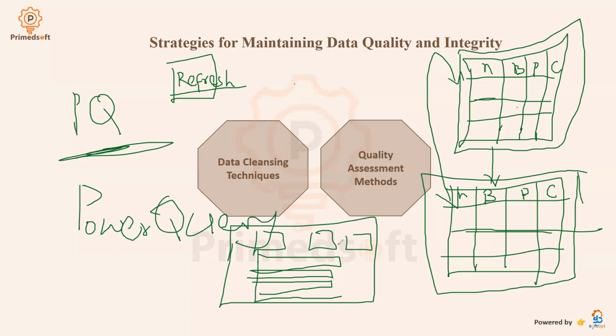The next is quality assessment and assessment method. So you need to use data profiling, which I've told you about, to assess data quality metrics such as completeness, accuracy, consistency, and timeliness. Timeliness is a very important part of it. If your report or dashboard does not refresh on time, the business might miss out on important details or updates before it finishes refreshing. So it needs to be timely.